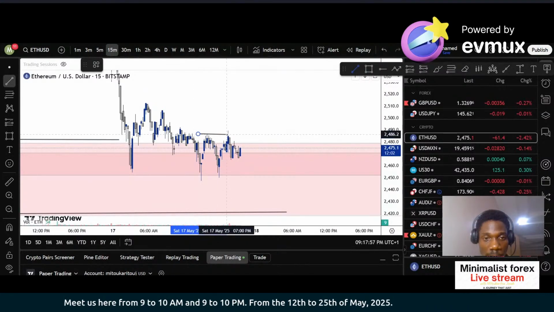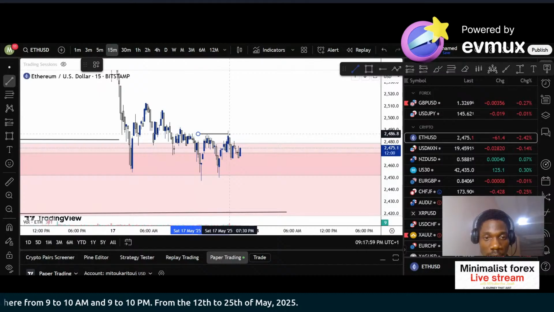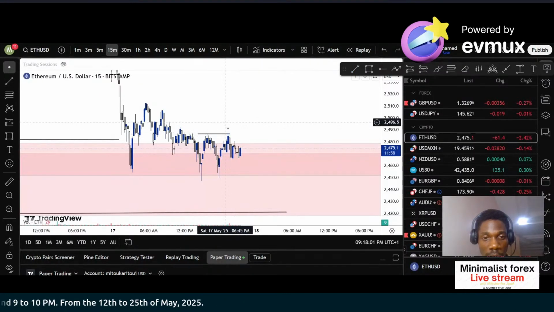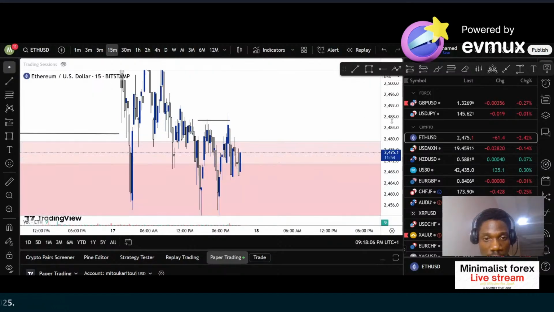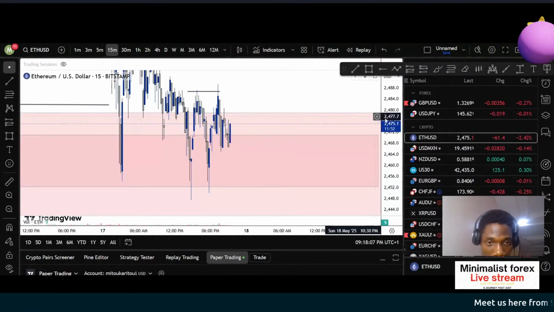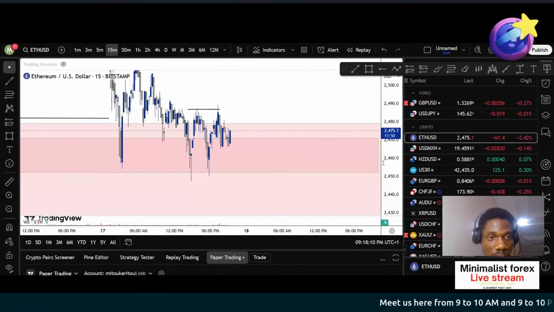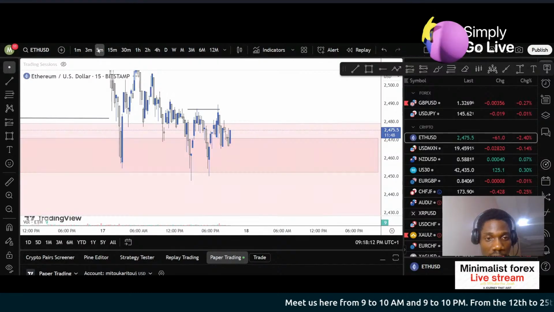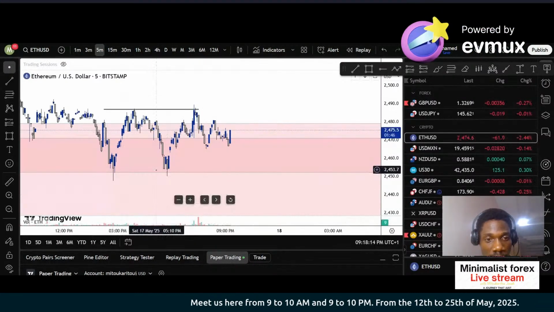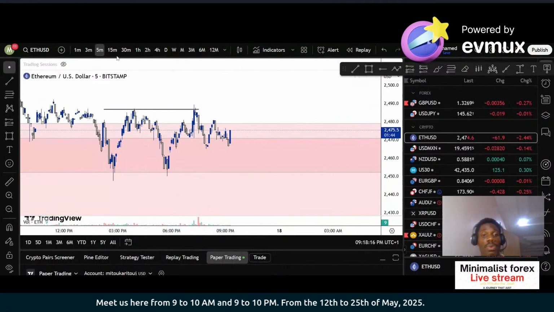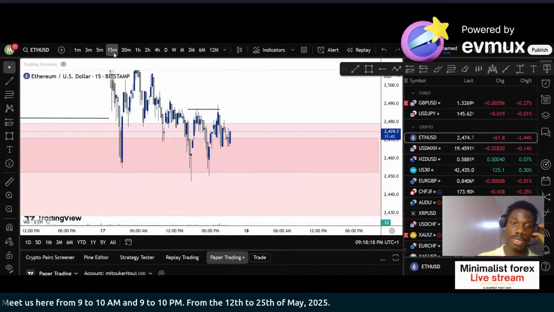Tested this area like this. All right. And then it's failing to create a lower low. So as you can see, you're already having bullish candles. But just to be on the safe side, if you go down to the M5, it gets choppy as it goes down, and that's why I don't like coming down, especially when it comes to Bitcoin and Ethereum. It gets really choppy.